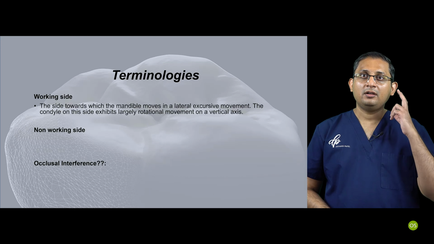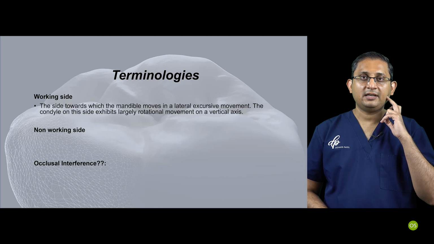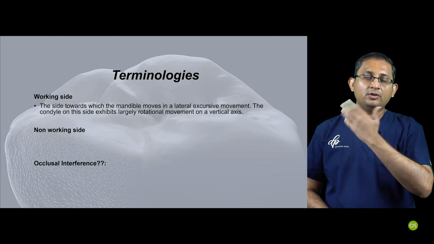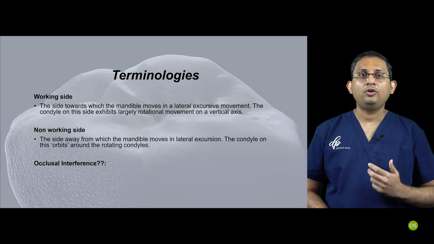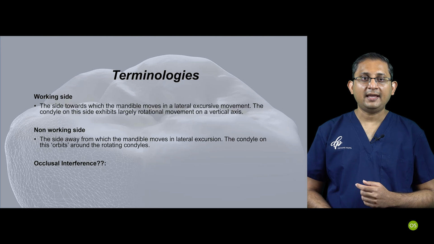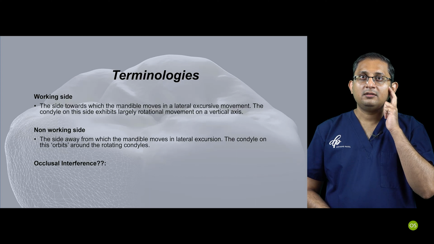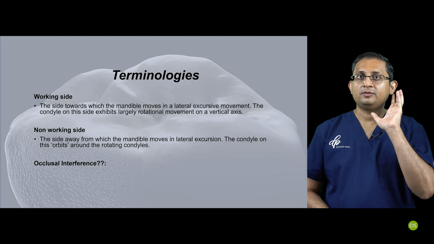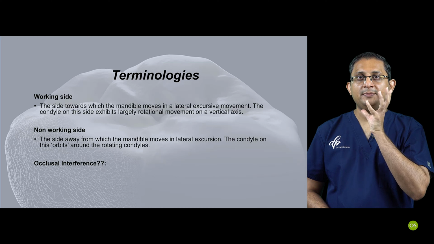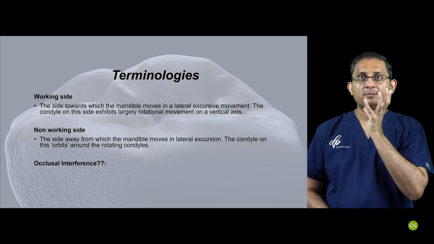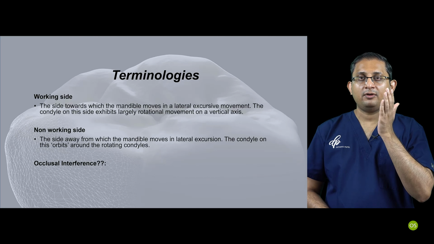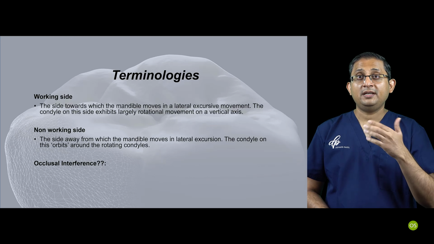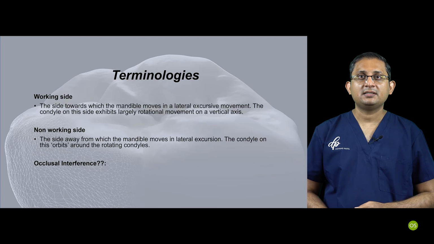And the left side becomes the non-working side, because that's the side which is not doing much work, because you're chewing on the right side. So the right side is working, the left side is not working. So the condyle on the left side is called the non-working side condyle. And that condyle orbits because the jaw needs to shift a little bit towards the right. Now, because it orbits, the path of orbiting could be in different ways, and we will discuss that in a minute.